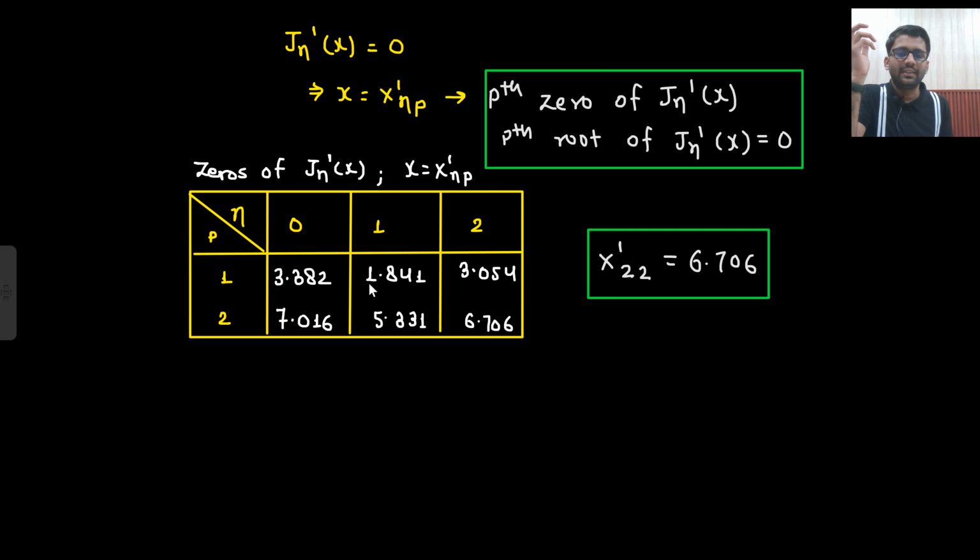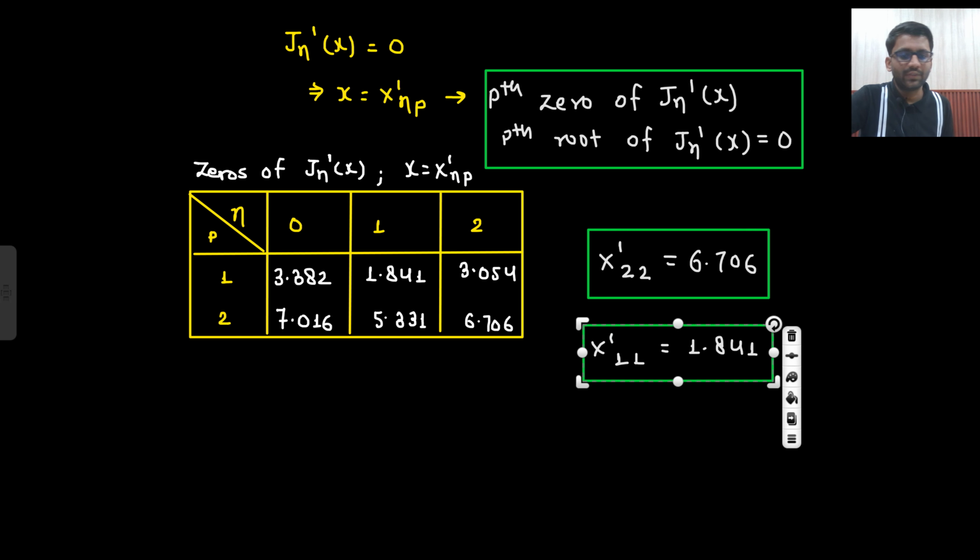Okay, so these things are there. Which value am I asking you to remember? This value. So which value? For n equals 1, at what value of x is J1 dash x becoming 0 for the first time? That is 1.841. Why I am asking you to remember, you will understand. So this value I am asking you to remember here.